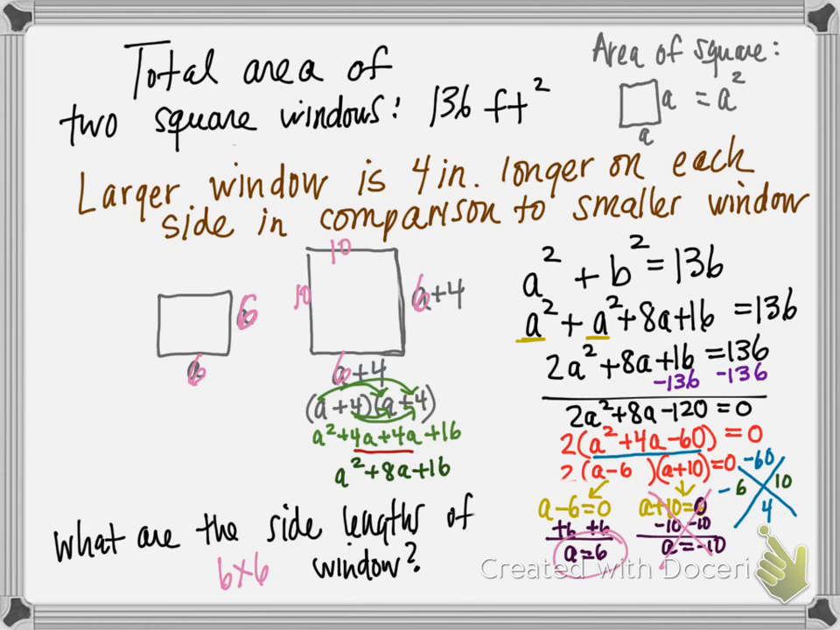So in fact, you can verify your answer. If I find the area of the smaller, 6 times 6 would be 36 square feet. And then if you have a 10 by 10, that would be 100 square feet. And then of course, if you add these together, you should get 136, which if you add 100 plus 36, you get 136.